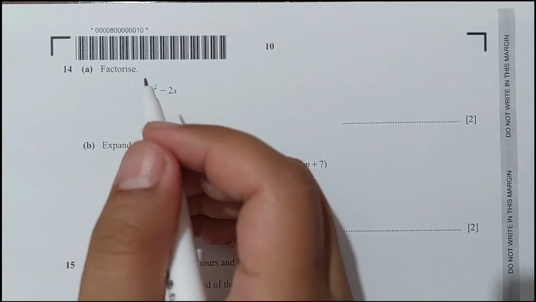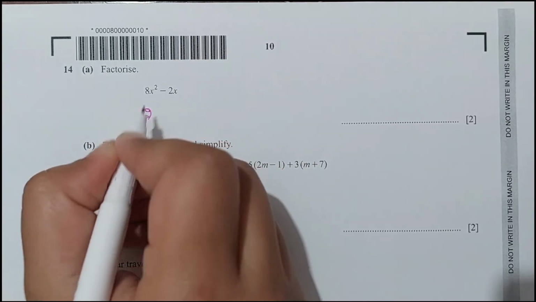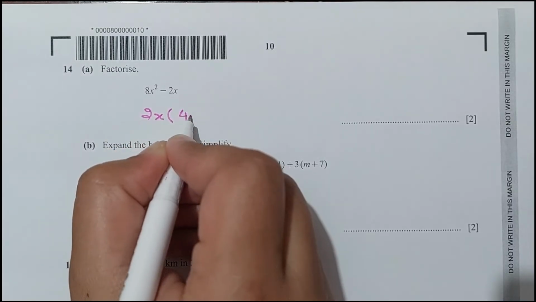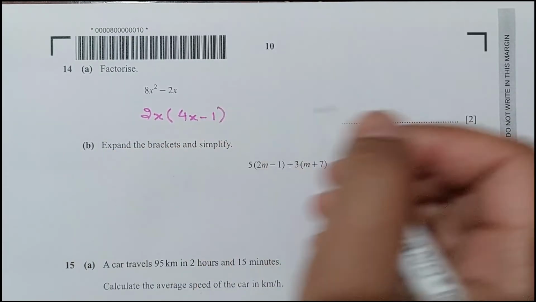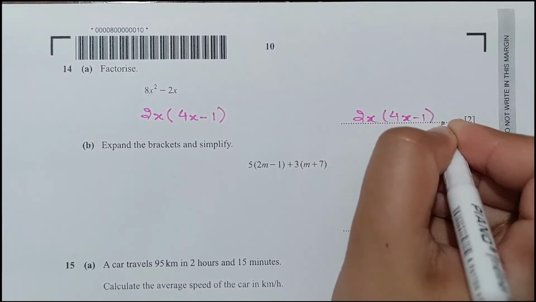Question number 14, part A, we have to factorize this. 8 and 2, the common factor is 2, and x squared and x, the common factor is x. 2 times 4 is 8, and x and minus 1. So 2x times 4x minus 1 is the factored form.